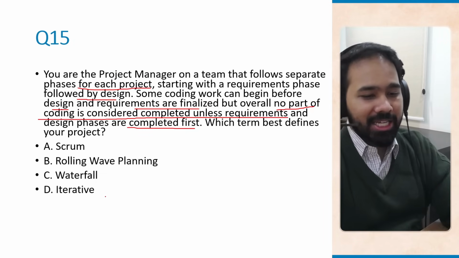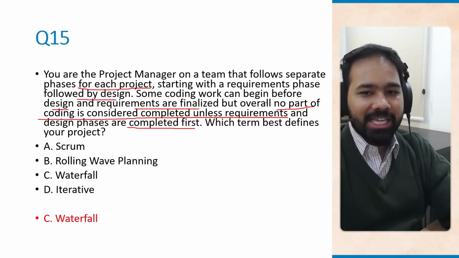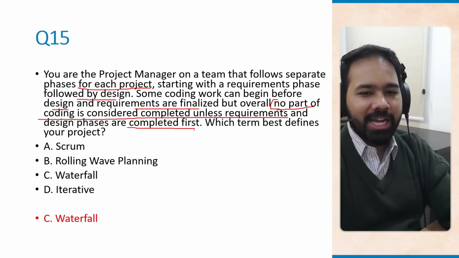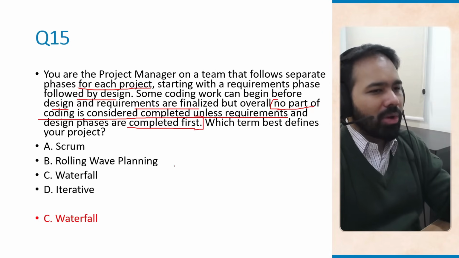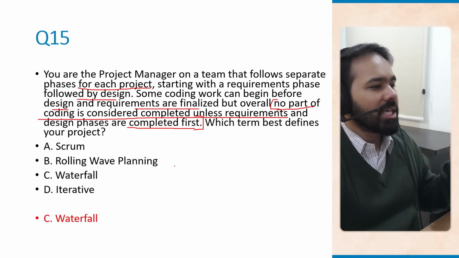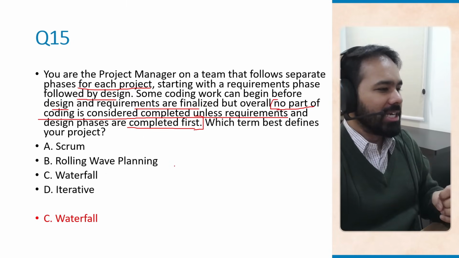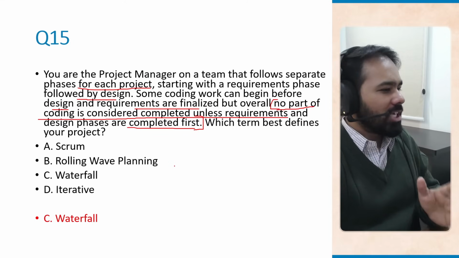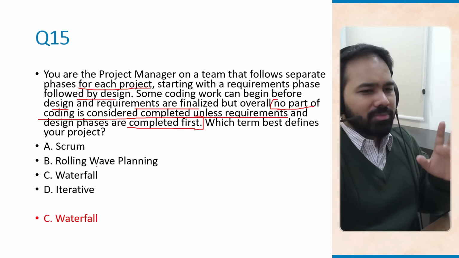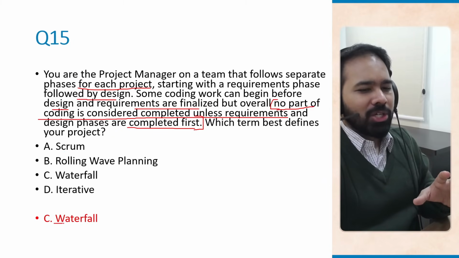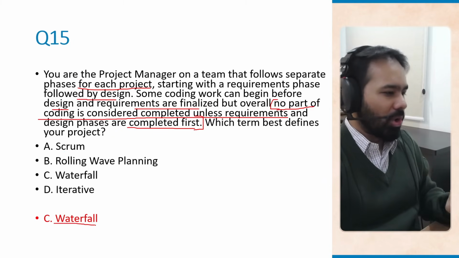The correct answer here is waterfall, and the reason for that is hidden in this single line. No part of coding is considered completed unless requirements and design phases are completed first. So, although there can be some overlap, previous phases must be complete before you can call the earlier phase complete. So this means you are following a sequence. The most sequential way to deliver a project is the waterfall model, right?